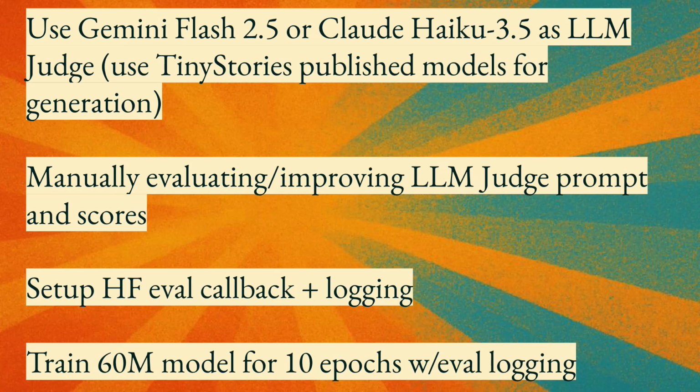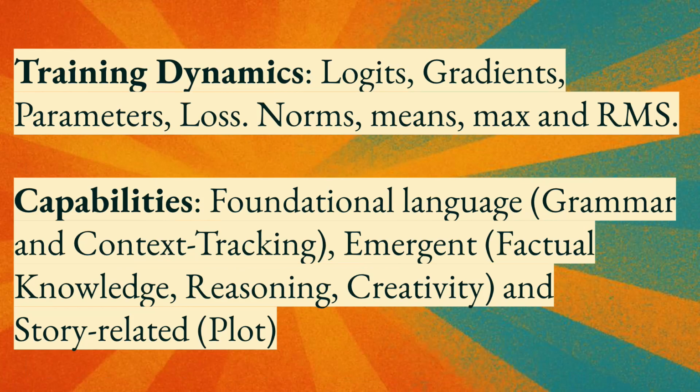And then once that's set up, I'll train the 60 million parameter model, which is the model I've already trained for 10 epochs and 20 epochs, and I've gotten decent results. I'll train that with the eval logging and make sure that I'm getting reasonable results as that training progresses. And intermittently, I will check the prompts and check the scores and make sure it at least makes sense and looks good.